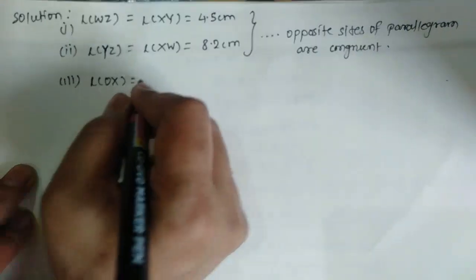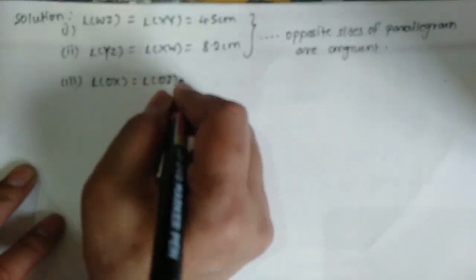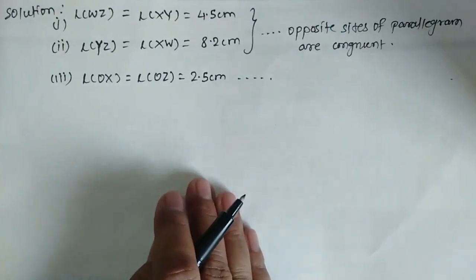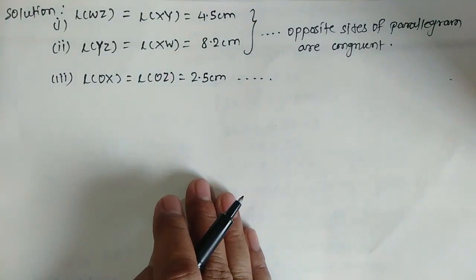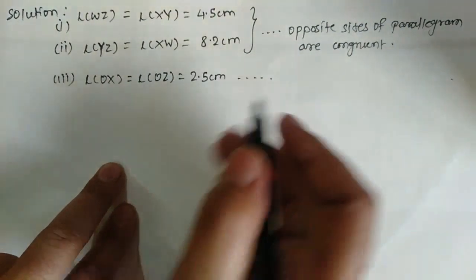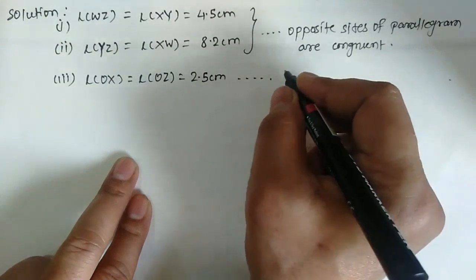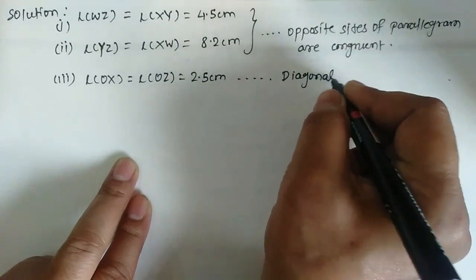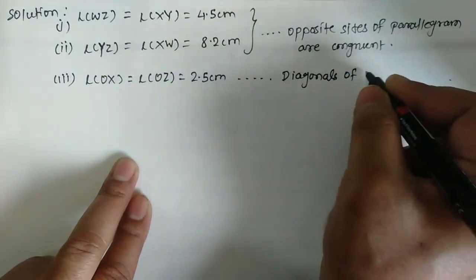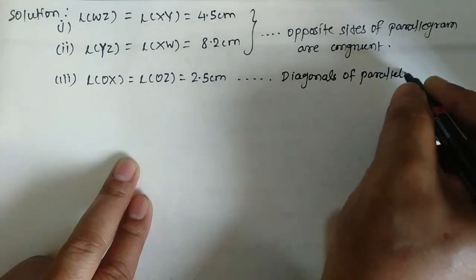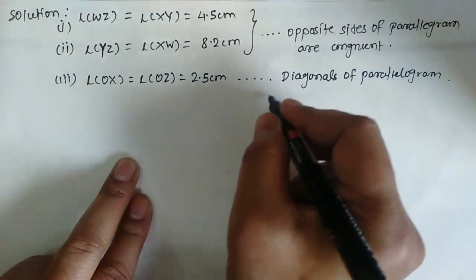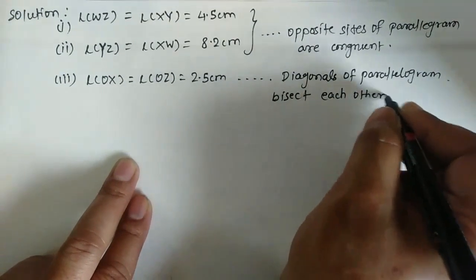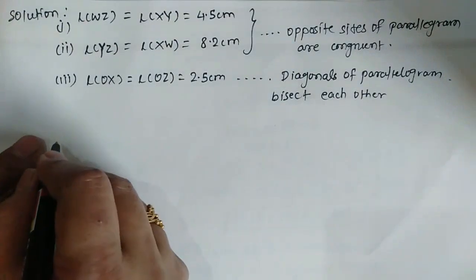See the third. Length of OX is equal to length of OZ is equal to 2.5 centimeter because diagonals of parallelogram bisect each other. Now see the fourth.